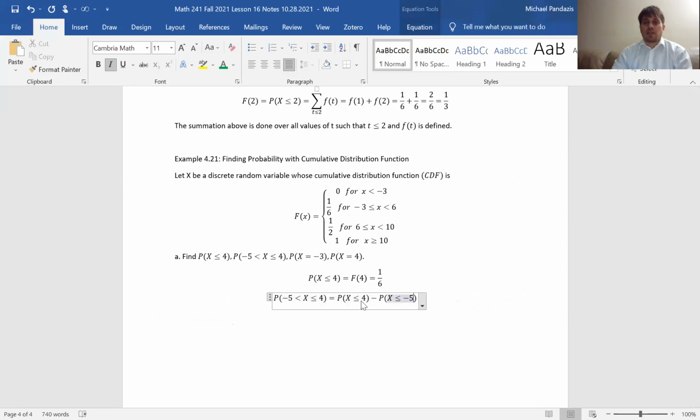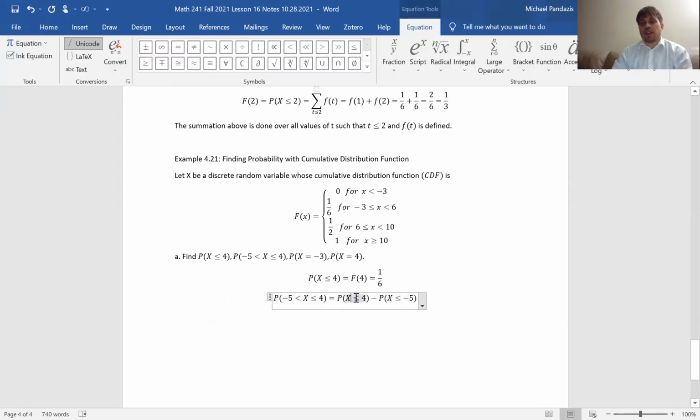Okay, well, each of these two probabilities is of the form P of x less than or equal to a number. And those are values of capital F, right? So both of those probabilities are values of capital F. This is the probability x is at most 4, which means that's capital F of 4. This is the probability x is at most -5, which is capital F of -5. And so it's equal to the difference of those two values.